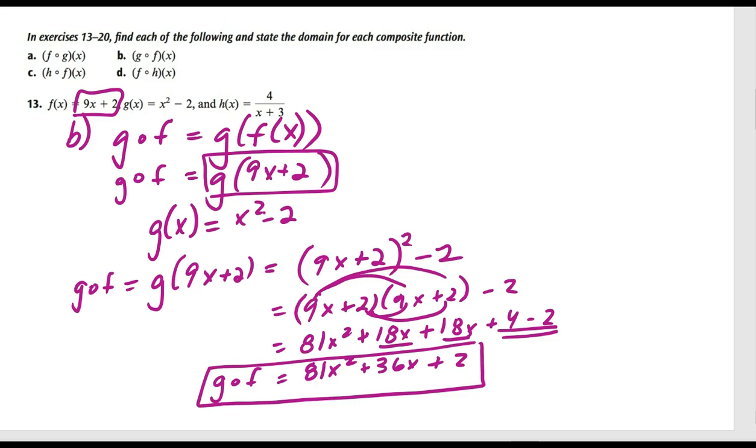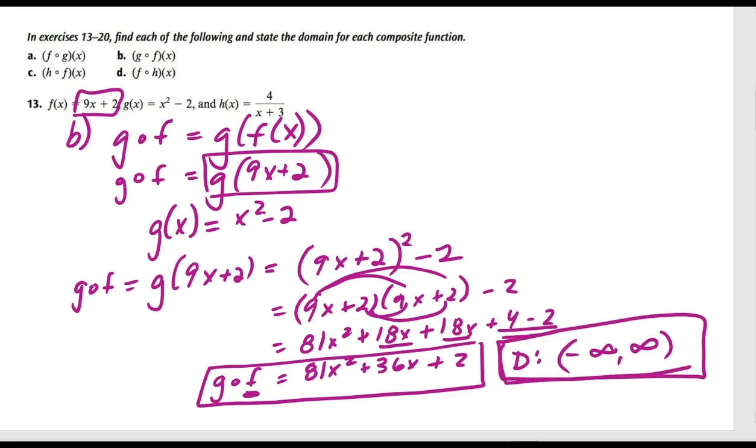Okay, now the domain for the composite function, if I look at this 81x squared plus 36x plus 2, this is a parabola, it's a quadratic. So we know its domain will be negative infinity to positive infinity. But with compositions of functions, we have to be respectful of the input's function. So our function f is 9x plus 2, and its domain is also negative infinity to positive infinity. So we don't have to make any additional restrictions. So our domain is negative infinity to positive infinity.